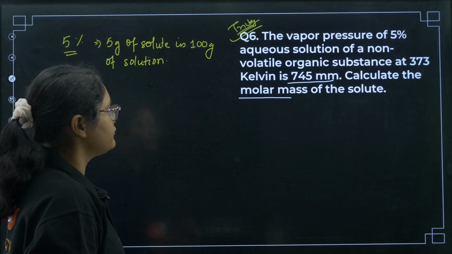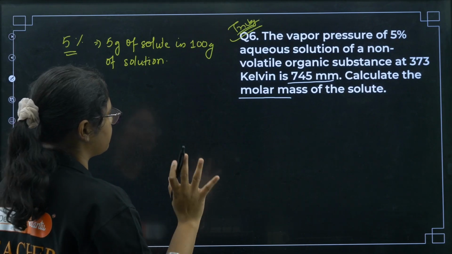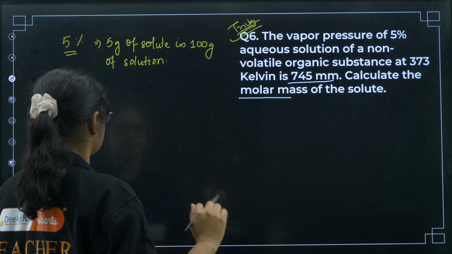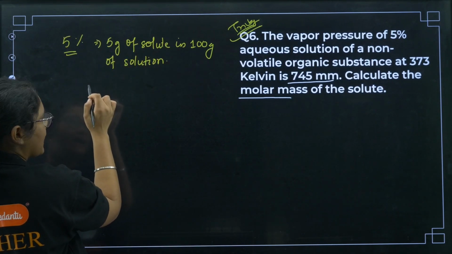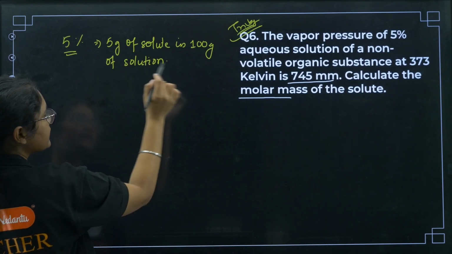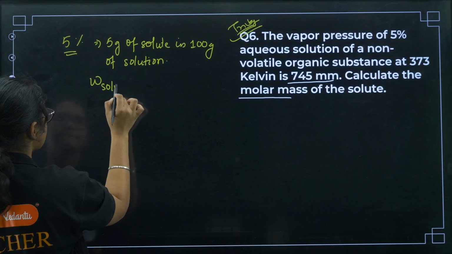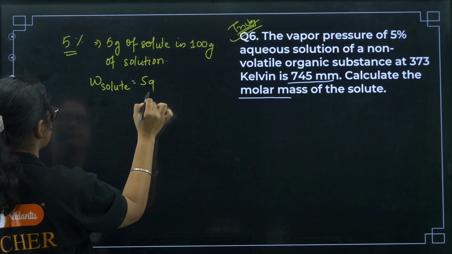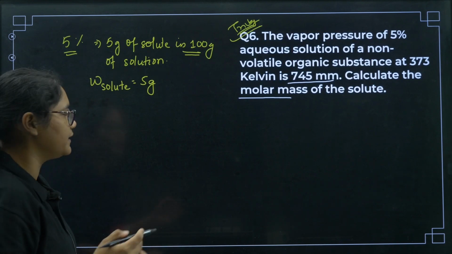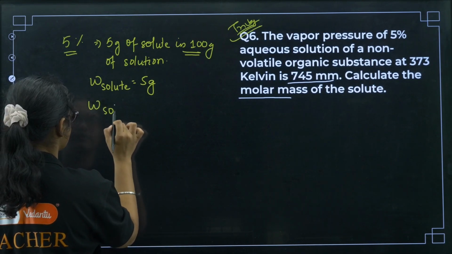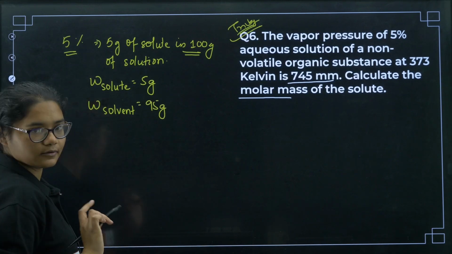Now if you see here, vapor pressure of the solution is 745. What was the molar mass of the solute? So what information can I draw from here? Now see, it is an aqueous solution, so mass of the solute is how much? 5 gram. Total mass of the solution is 100 gram. Then what will be the mass of the solvent? I can write mass of the solvent is 95 gram, right?